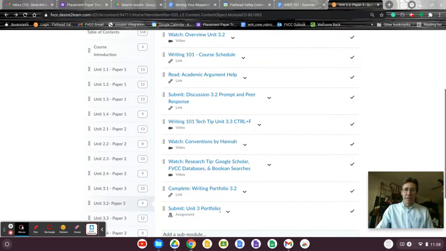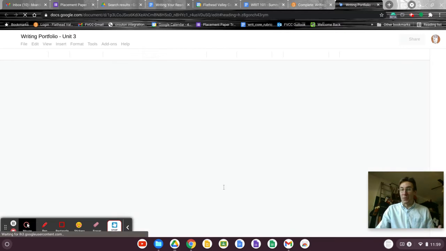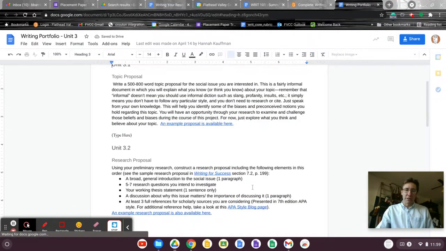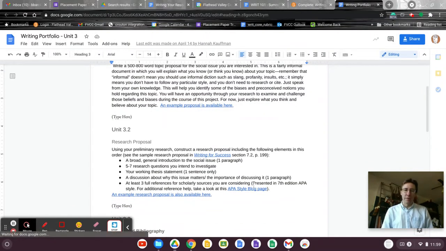In addition to this discussion board for objectivity, there is the writing portfolio this week. So it's kind of a theme of the week if you haven't picked up on that. And it says, using your preliminary research, construct a research proposal, including the following elements in this order. And they give you a broad general one, some research questions that you intend to investigate, your thesis sentence, one sentence only, one thesis statement, and then a discussion about why the issue matters to you, why it's important to discuss. But more importantly, here are your 3 scholarly sources.